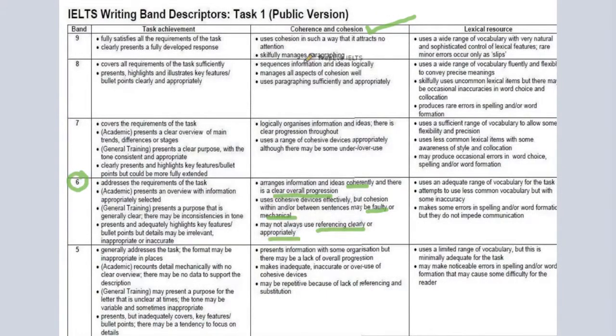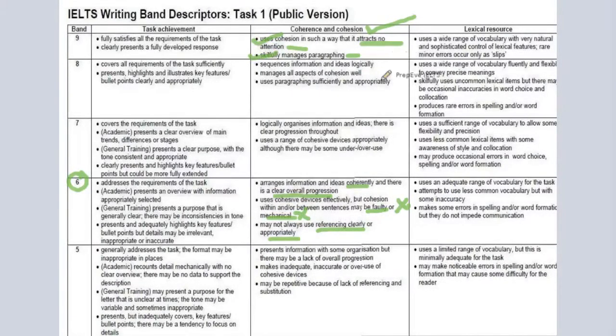Now, what should be done? Okay, what's the right method of scoring better in coherence and cohesion? So you use cohesion in such a way that it attracts no attention. It's not faulty or mechanical, and it's very smooth and it's not attracting any attention. It seems natural.